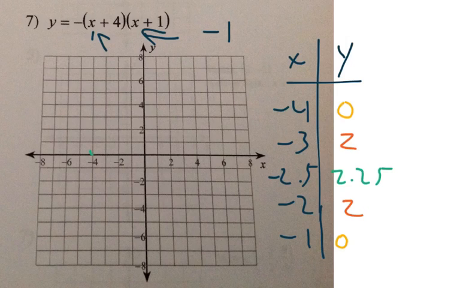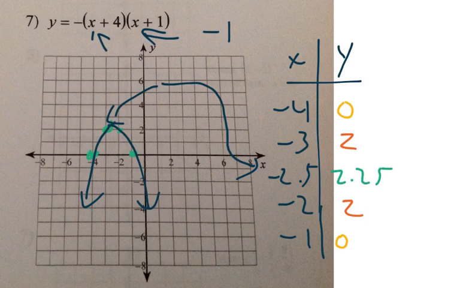Let's get started here. -4, 0. -3, 2. We got a -2.5. That would be right in the middle right there, guys, right? So I'm going to be barely above the 2. I'm actually a little bit too high there. Hopefully you agree with that. -2, 2 is right there. And -1, 0 is right there. Let me clean up my mark in the middle. But as you can see, guys, here will basically be my graph with the vertex right there at -2.5, 2.25.